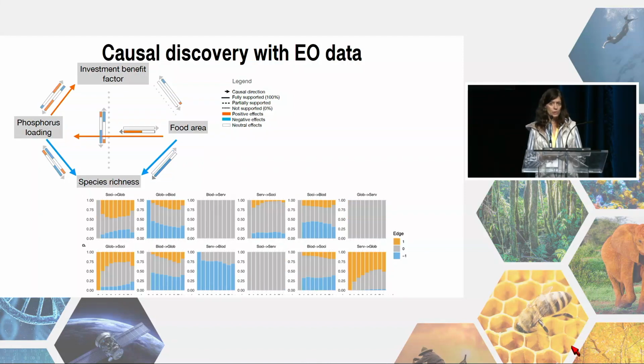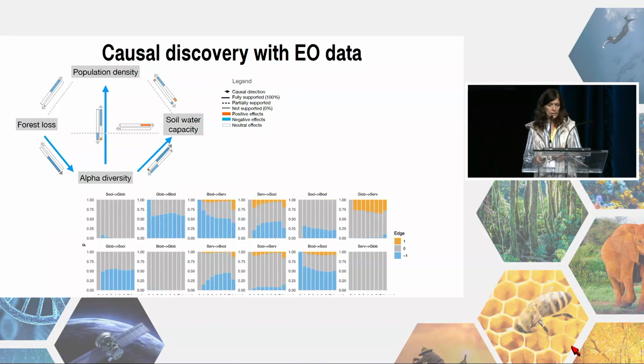We have also another core that brings in investment benefit factor, phosphorus loading, species richness, and food area. And we see, for example, in this case, a fully supported positive effect, very robust, of the effect of food area on phosphorus loading, and strongly supported negative effects of phosphorus loading and food area on species richness. And then the third causal core that we examined related population density, forest loss, soil water capacity, and alpha diversity. And here we find fully supported negative effects of the domains where the blue arrows connect across them.